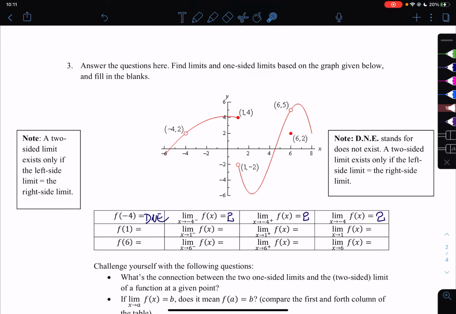So my left limit is 2, my right limit is 2, because they match, my limit is 2. Along the same line of thinking, if I were to approach the point of 1, if I go across it, I notice that I'm actually going through this point, so I have a function value of 4 here.